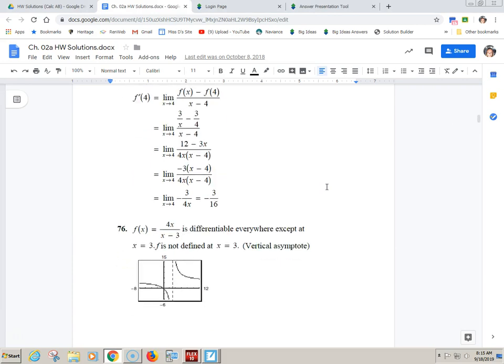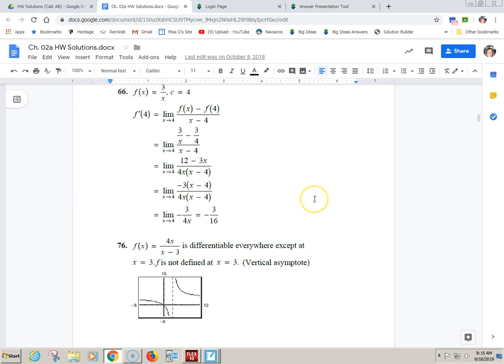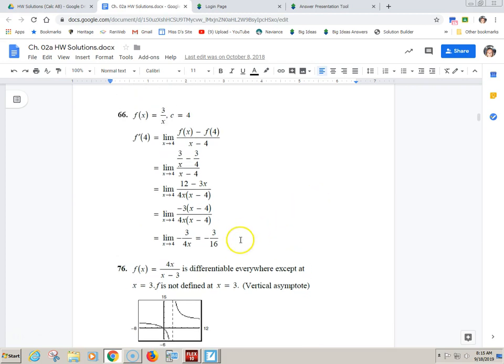Yes, we do. 66, the final answer is -3/16. 76, differentiable everywhere except for the discontinuity. So everywhere except x equals 3, which means you could say that it's differentiable everywhere, but x can't be 3. Or as I saw earlier this morning, you could use interval notation, -infinity to 3 with a union of 3 to infinity. That excludes 3, but so does that.